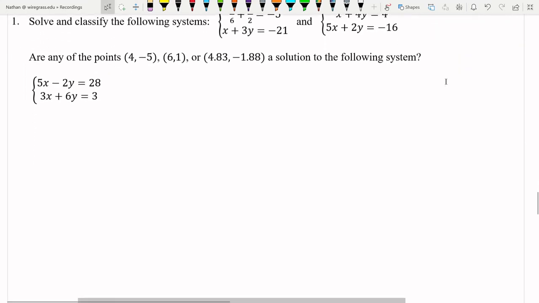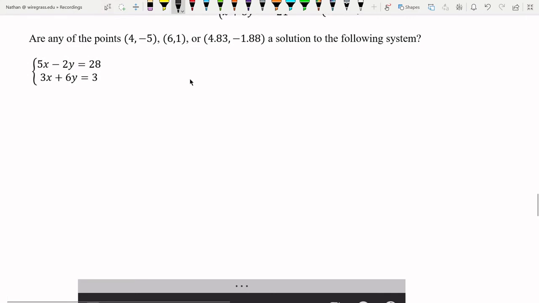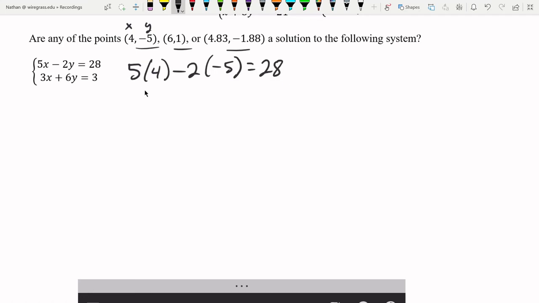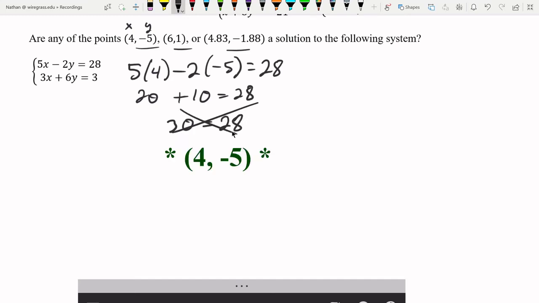All right, so the next one is, are any of the points solutions to this system? This one, and this point here. Well, let's go ahead and try this. To see if it's a solution, we just plug them into the equation. So x here is 4, y is -5. Let's plug into the top. X is 4, y is -5. Okay, 5 times 4 is 20. Minus, that's going to be plus 10. And we get 30 equals 28. That's not true. Therefore, we know that 4, -5 cannot be a solution.